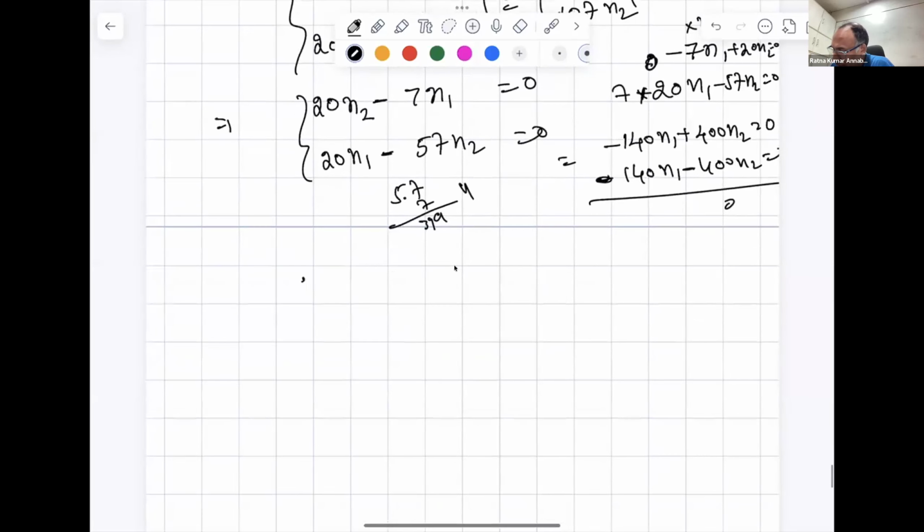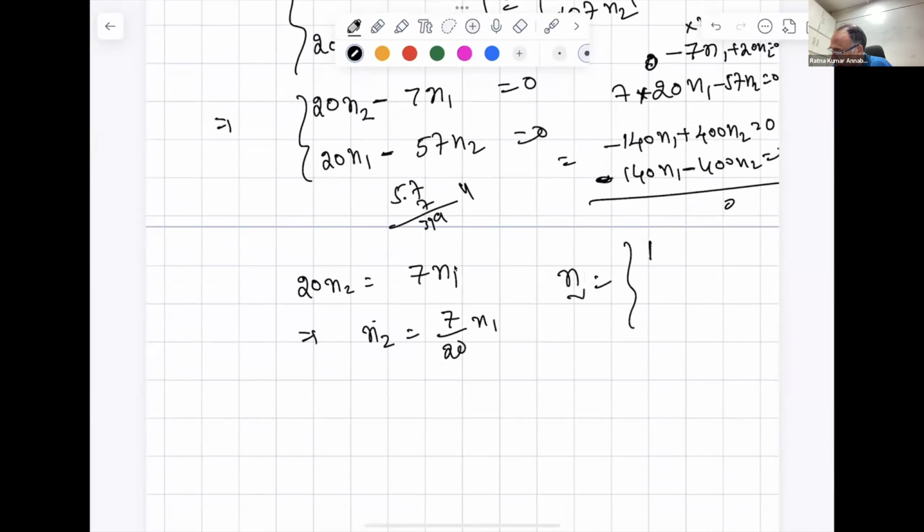So, what you will get is 20 N2 is equal to 7 N1. That implies N2 is equal to 7 by 20 N1. That means I can say if N1 is equal to 1, N2 will be 7 by 20. That is your eigenvector. You can choose one number, then that will be. So, this is the eigenvector for sigma 1 is equal to 107.